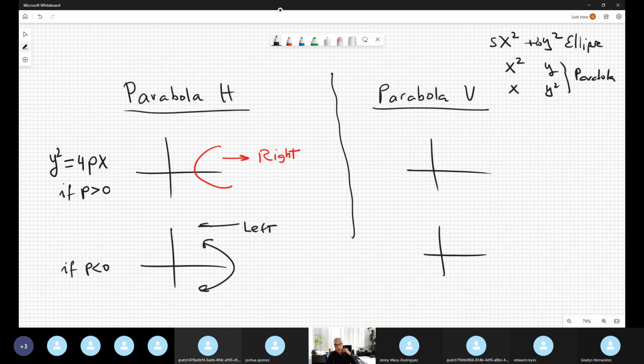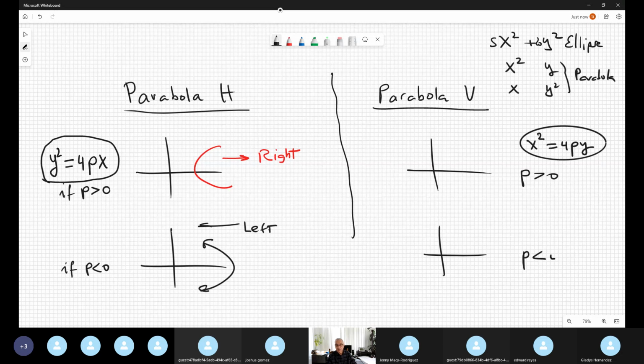Now, how do you know if it's vertical? Well, vertical is similar, except the formula is different. It's x squared equal 4py. In the horizontal, y is squared and x is not squared. In the vertical, x is squared and y is not squared. Then the parabola opens depending on whether p is positive or negative. If p is positive, it opens up. If p is negative, it opens down. This first approach is okay?